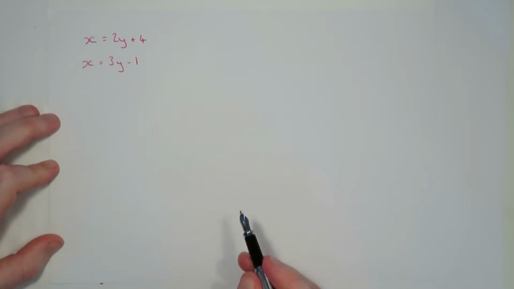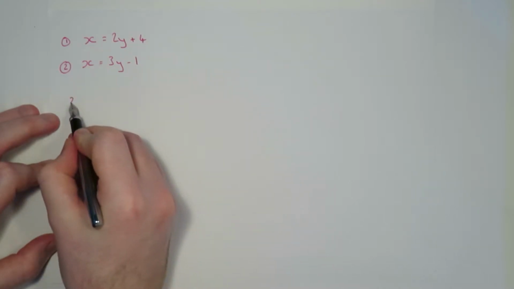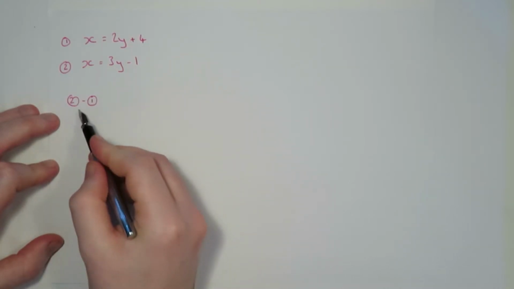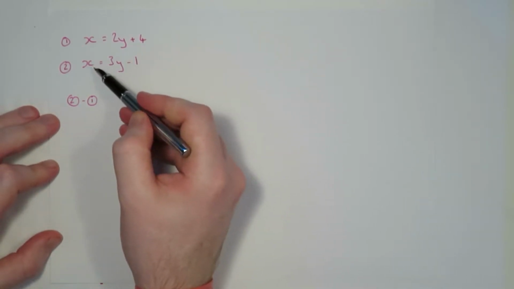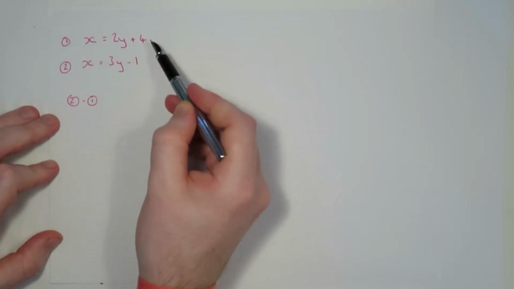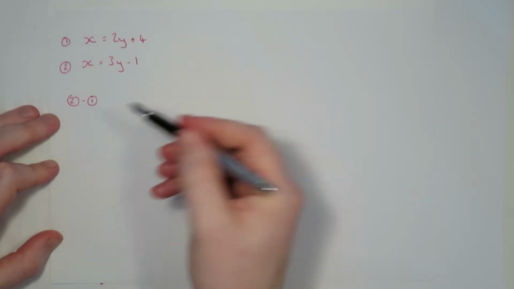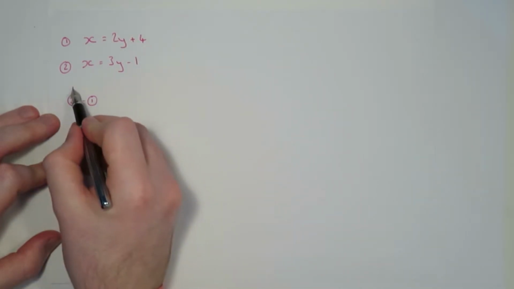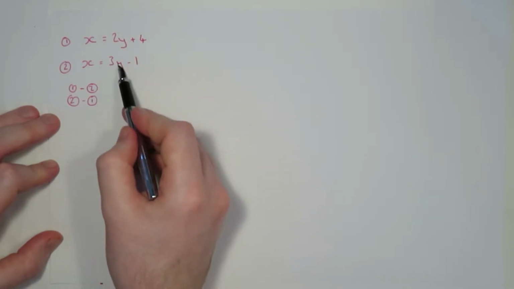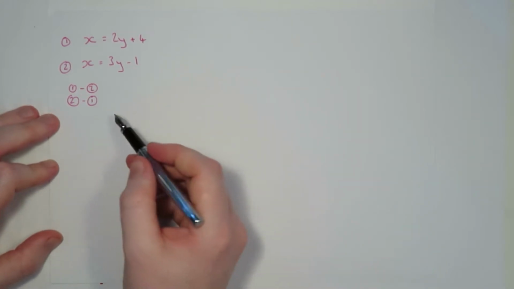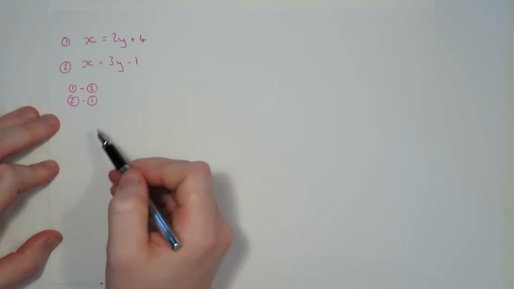Okay folks, same thing here. Label your equations. Say we're going to do equation 2 subtract equation 1. Why are we doing equation 2 subtract equation 1? Well, because if we do this equation subtract this one rather than the other way around, we have 3y minus 2y, so that will remain positive. If we did equation 1 subtract equation 2, that would be 2y minus 3y, which would be negative. So try not to have negative numbers if you can, although it's not possible all the time. So equation 2 subtract equation 1.